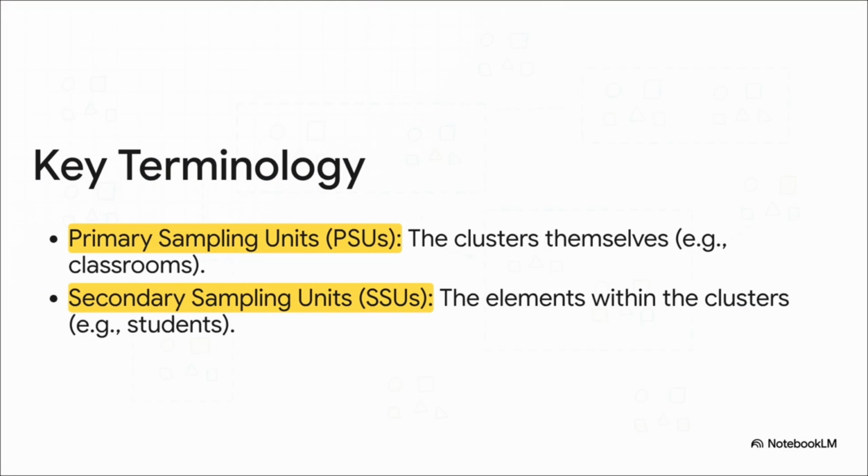Now, let's get the lingo down, because you're going to see these terms everywhere. The groups you sample first, the classrooms, we call those primary sampling units, or PSUs. Then the individuals inside those clusters, the students, they're the secondary sampling units, or SSUs. Seriously, getting this PSU versus SSU distinction locked in is the foundation for everything else that's about to come.